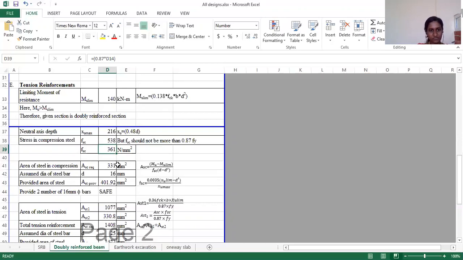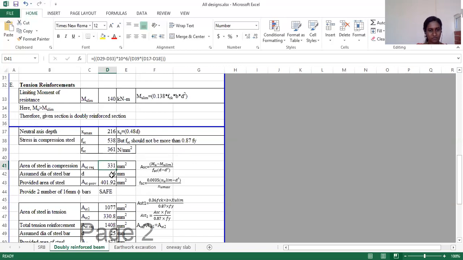compression zone. So substitute for this value, Mu, Mu limit, everything is here, and for fsc you should use this 361, into d minus d dash, where d is the effective depth and d dash is the effective cover. So after calculating you will get 331. So we found out the quantity of steel required in the compression zone.